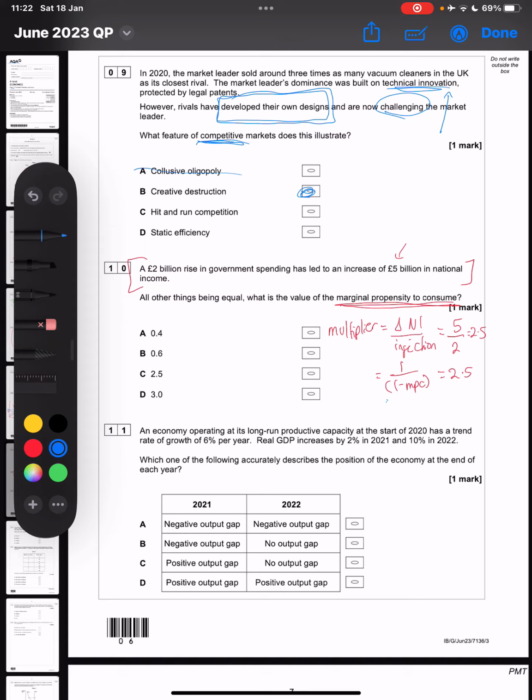So it'll be 1 over (1 minus MPC) equals 2.5. I'm just going to multiply both sides of this by 1 minus MPC. That's my trick to get rid of the bottom. And then I am going to get rid of this 2.5 factor again by doing the same to both sides, so I'm going to divide by 2.5 on both sides. 1 minus MPC, and then I need to get the MPC all by itself. So now I'm going to add MPC to both sides.